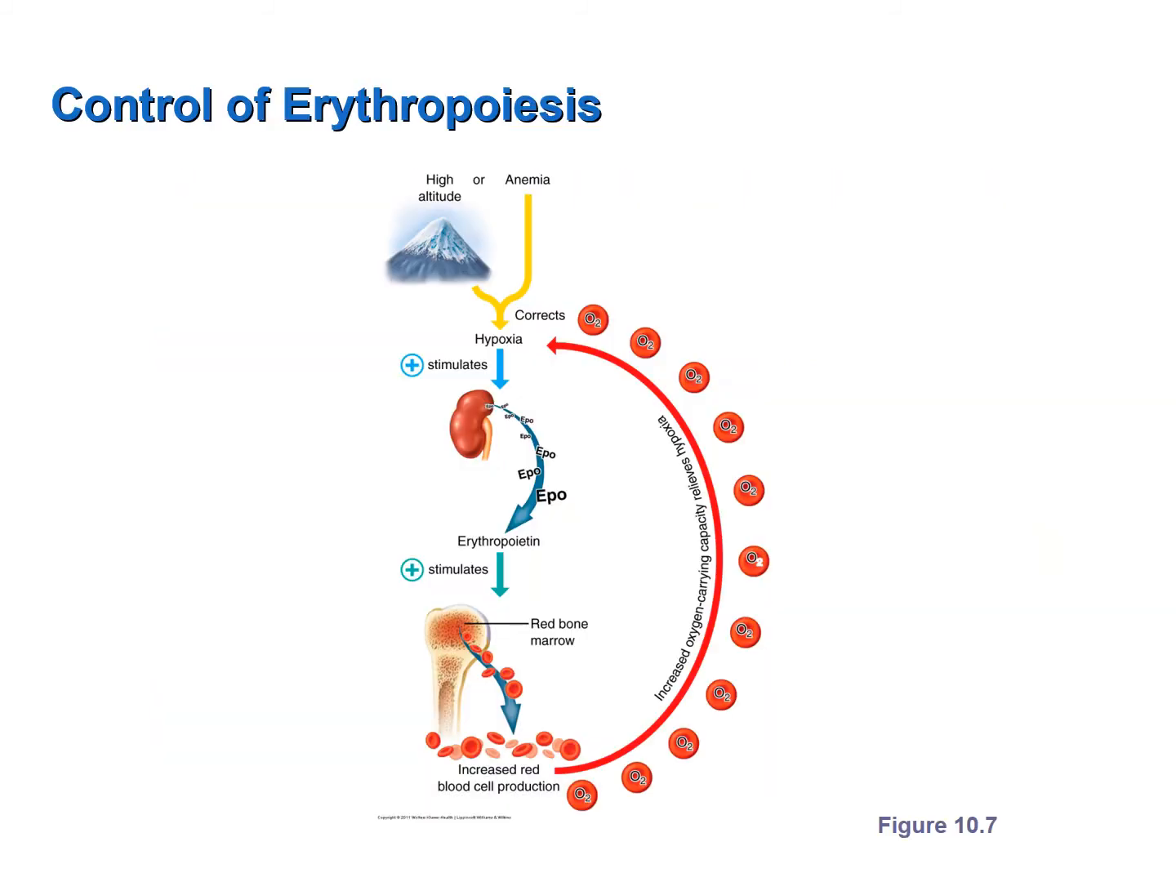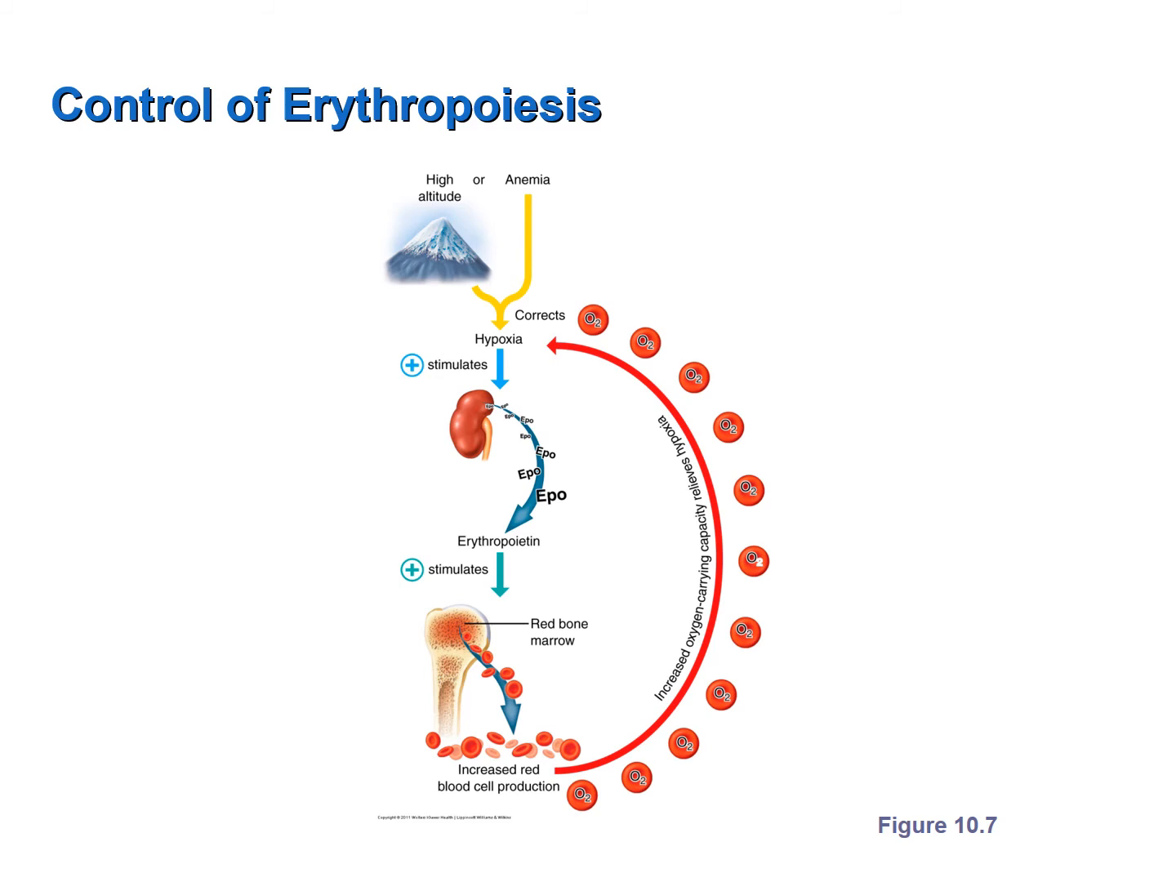So, how is erythropoiesis controlled, or what stimulates the red bone marrow to produce more red blood cells? Well, if you remember when we looked at white blood cells, cytokines released by other white blood cells stimulated the red bone marrow to produce more white blood cells.